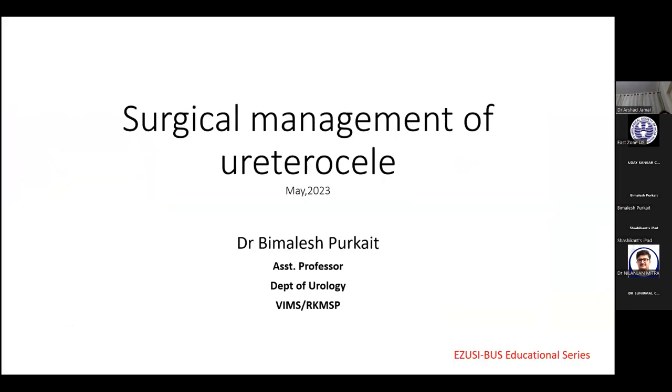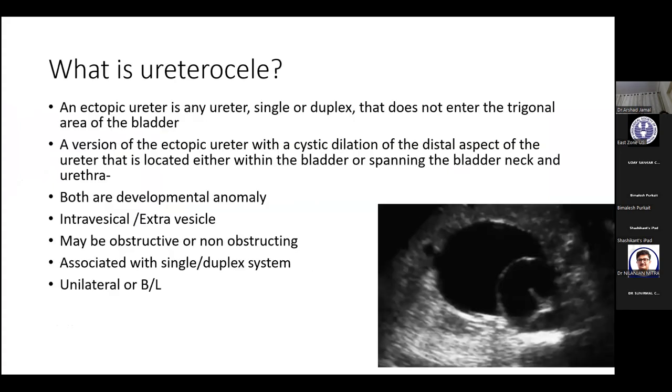Visible. Yes. Okay, I am presenting surgical management of ureterocele. So first, what is ureterocele? An ectopic ureter is any ureter, single or duplex, that does not enter inside the trigonal area of the bladder. And what is ureterocele? It is a cystic dilatation of the distal aspect of the ureter. They are both developmental anomalies.